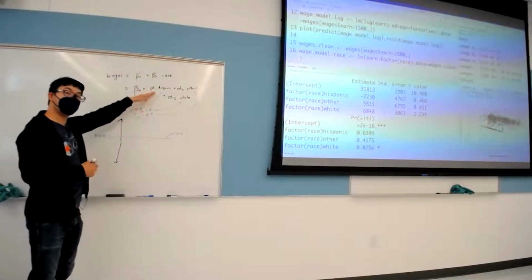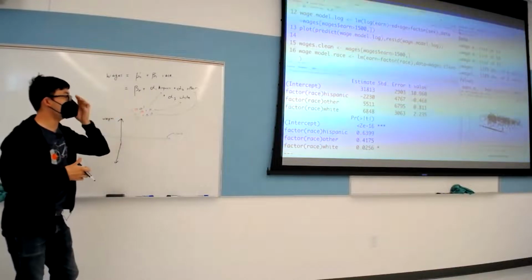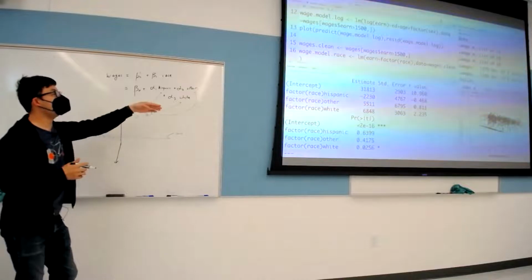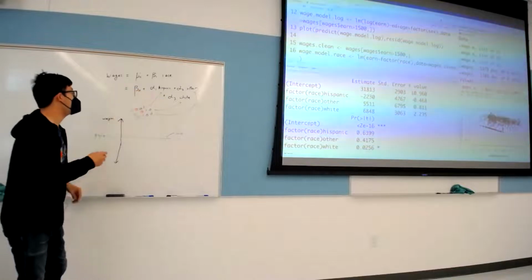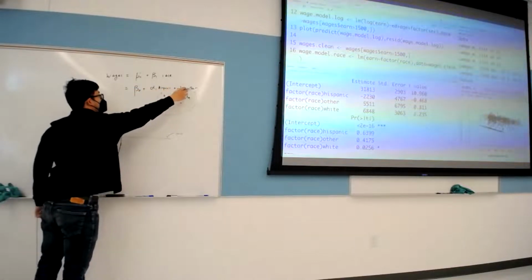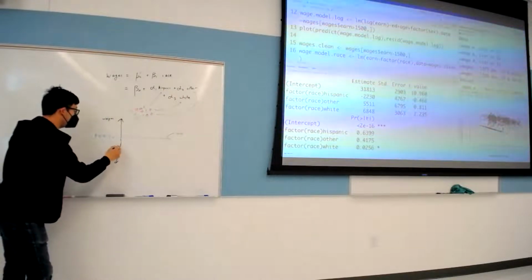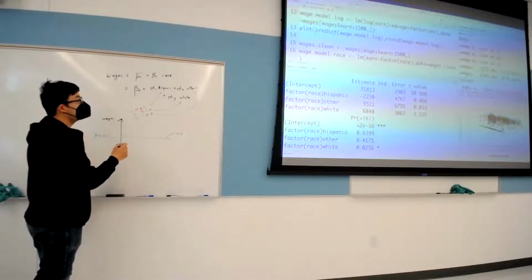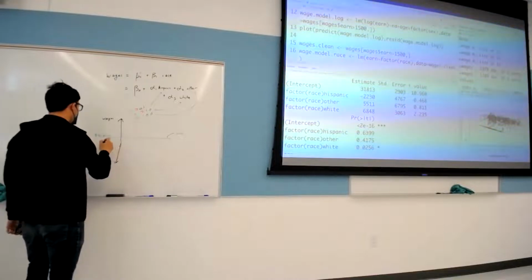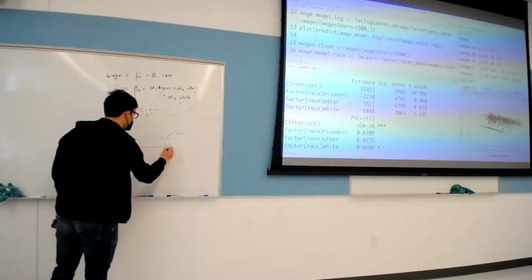If you are Hispanic, then on average, we observe from the data that you make $2,230 less than if you're Black. So this would be 1, and these two would be 0. That would be a little bit below this, so this would be 29,600, so 29.6 thousand.